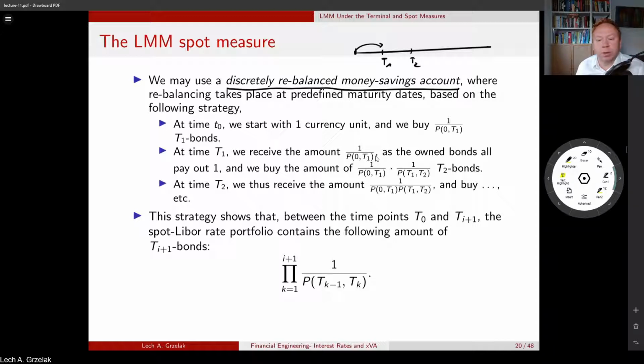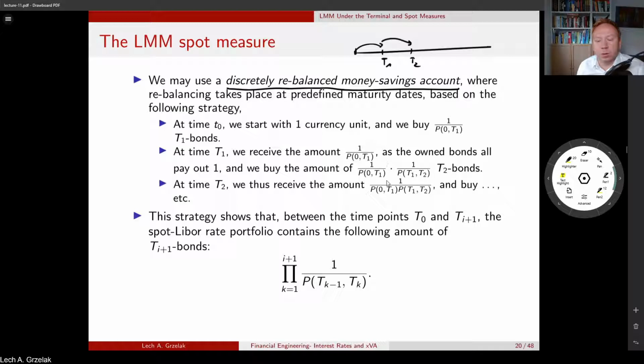Then, as our next step, at time T1 we will receive this amount. This is the amount that you will get at the maturity. Of course, we invested one unit, so this will be larger than 1. That will be received at time T1. Then this amount we reinvest in the second bond, T2, but this will be happening in the future, at time T1. So then we have this strategy.